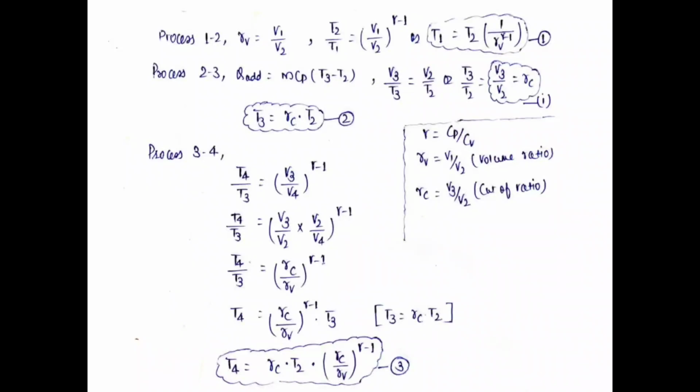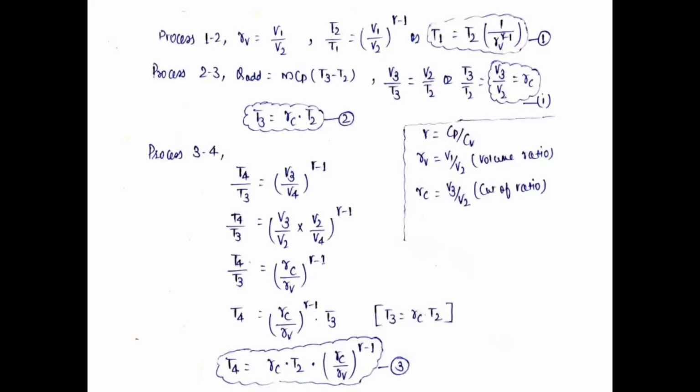Then process 2 to 3, heat addition, that is mCp into (T3 minus T2). Here we know from the PVT relation that V3 by T3 equal to V2 by T2, since this is the constant pressure process, so we can strike out the pressure value. From this we find that V3 by V2 equal to rc, that is the cutoff ratio. We want the T3 value, so T3 equal to rc into T2. This is equation number 2.